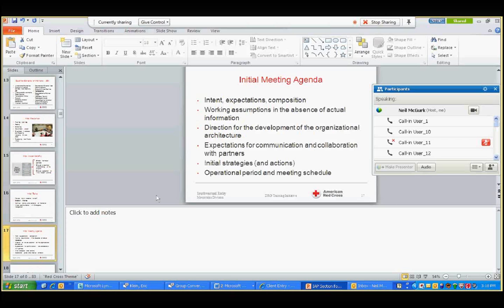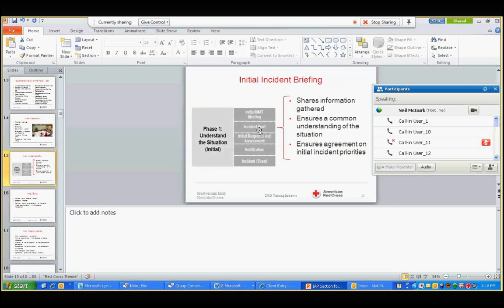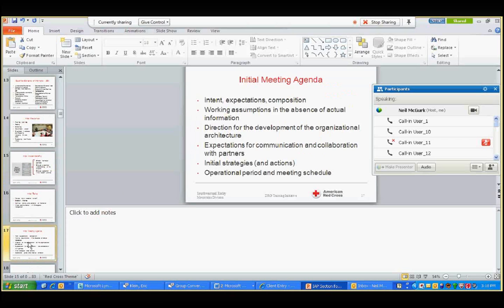And then, your initial meeting. And so the final component of phase one is this initial IMAT meeting. And the initial IMAT meeting is, since we do not have IMATs, Incident Management Assistance Teams, within the Red Cross, this is really your initial DRO meeting. So this is, at this component, you're having that initial meeting where you're transitioning to an official disaster relief operation.